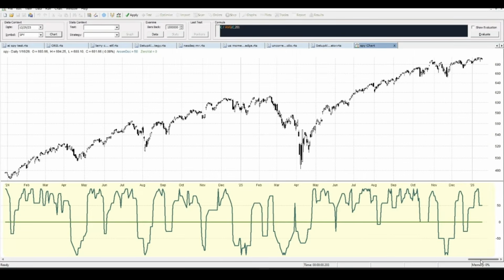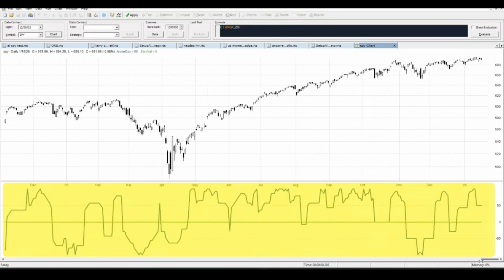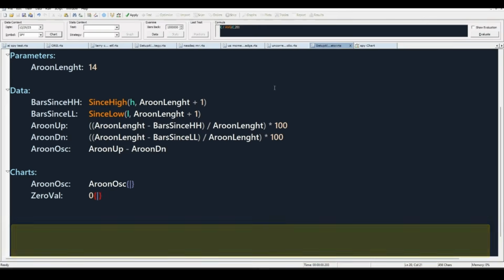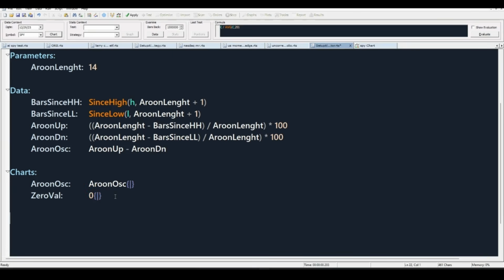Okay, looking at the chart pane at the bottom, the line is oscillating nicely. When it's above 0, the trend is up. When it drops below 0, the downtrend is taking over. This confirms our math is correct. Now we can build a strategy around this.